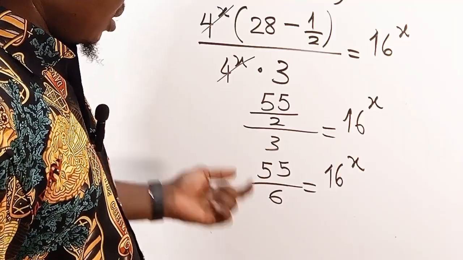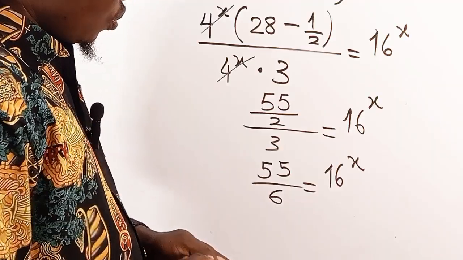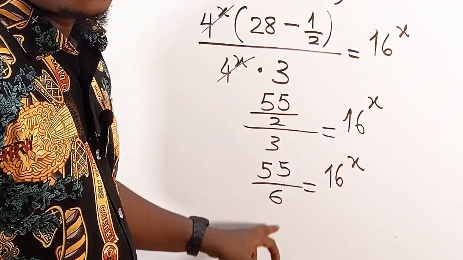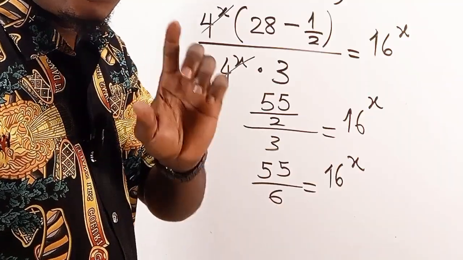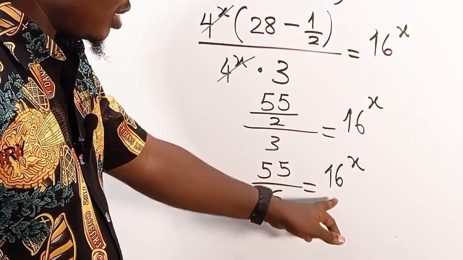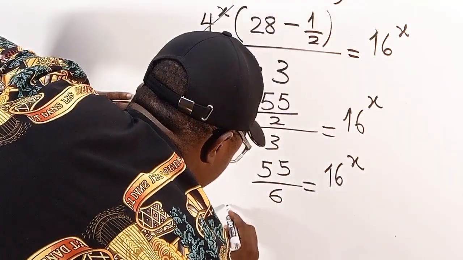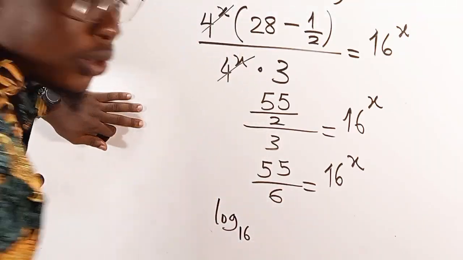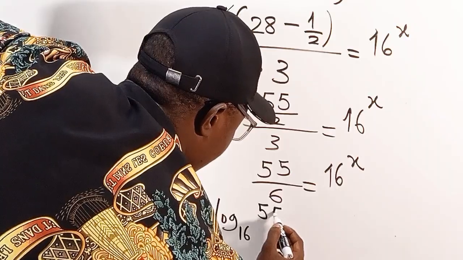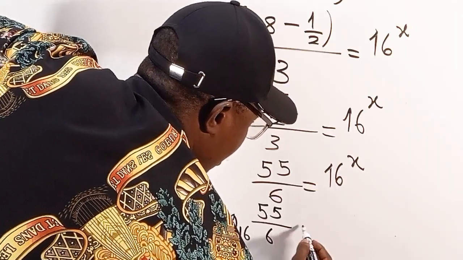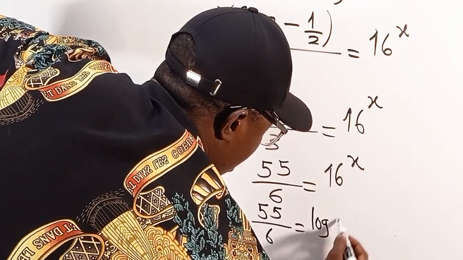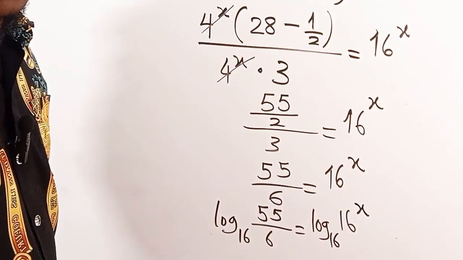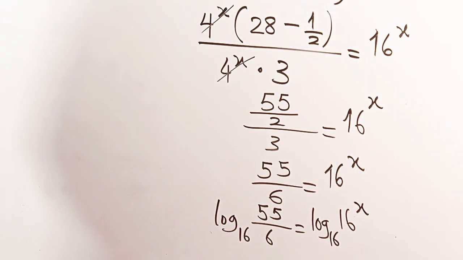All right, so what's the next thing we're going to do here? So we are going to introduce logarithm to both sides of the equation, and that is going to be logarithm with respect to base 16. So I'm going to have log base 16 of 55 over 6, equal to log base 16 of 16 to the power of x. Understood?